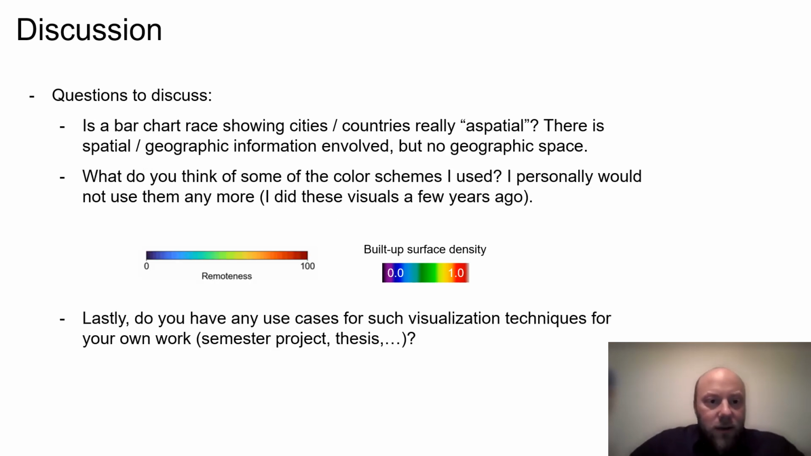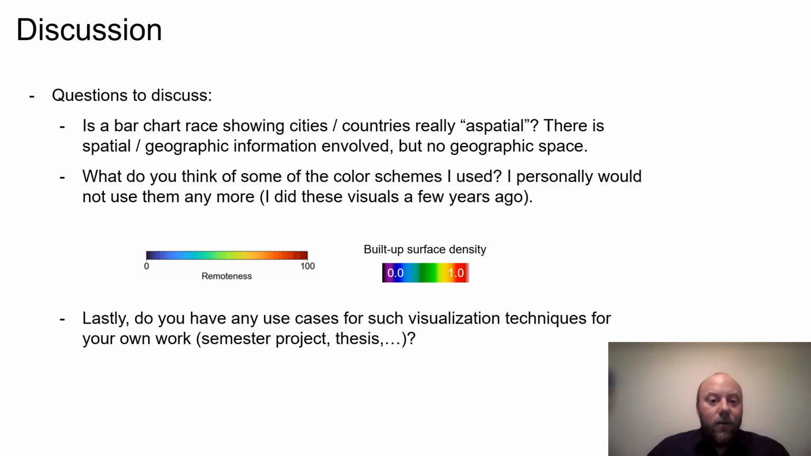A few questions to discuss. Do you consider a bar chart race that shows cities actually aspatial? Because there is actually spatial and geographic information involved, just no geographic space, right? So you can incorporate space in a non-geographic visualization. We've seen this several times along this presentation, also in the first topic.